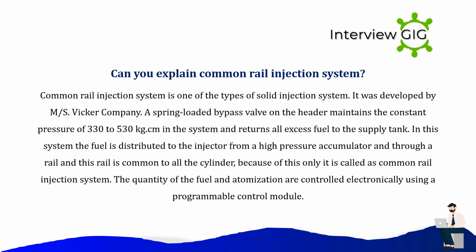In this system, the fuel is distributed to the injector from a high-pressure accumulator and through a rail, and this rail is common to all the cylinders. Because of this only it is called common rail injection system. The quantity of the fuel and atomization are controlled electronically using a programmable control module.